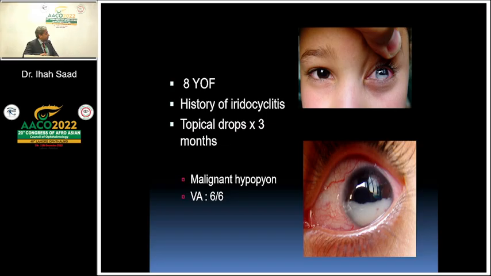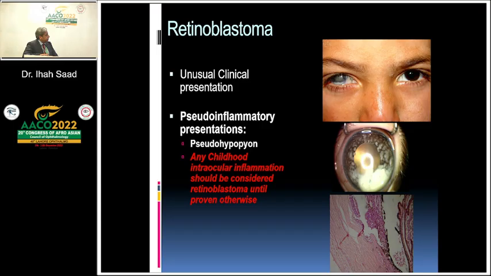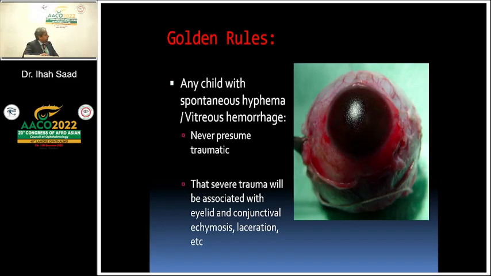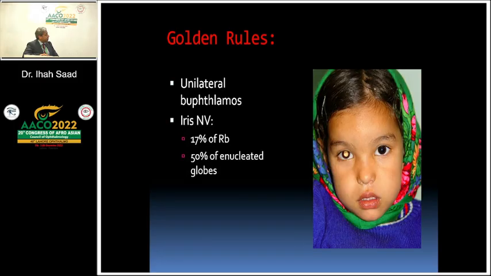Again, a hypopyon with 6/6 vision. We have conservative management for those patients these days, but the rule is do enucleation if you don't resort to the complicated management of treatment with intracameral chemotherapy injection. So again, uveitis, strabismus. This is a mass that came with strabismus. Hyphema, spontaneous hyphema or vitreous hemorrhage or retinal detachment, and unilateral ophthalmos.